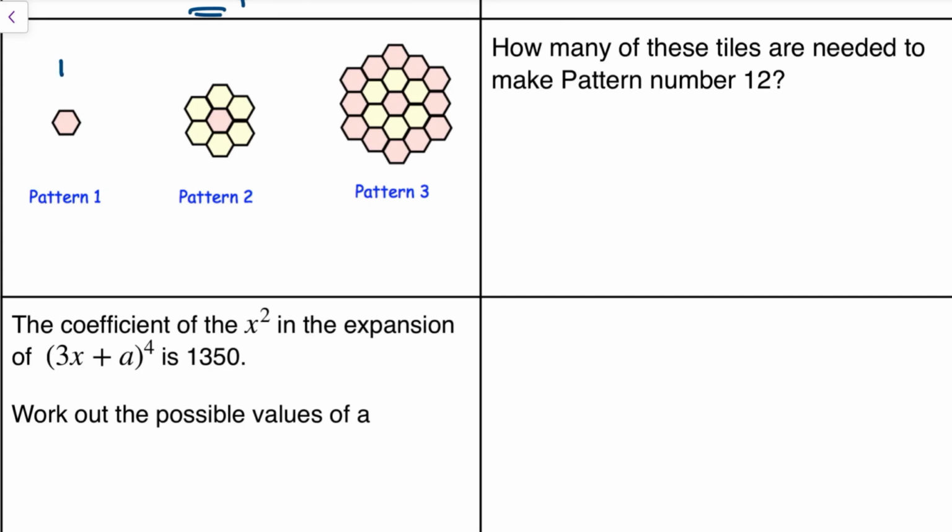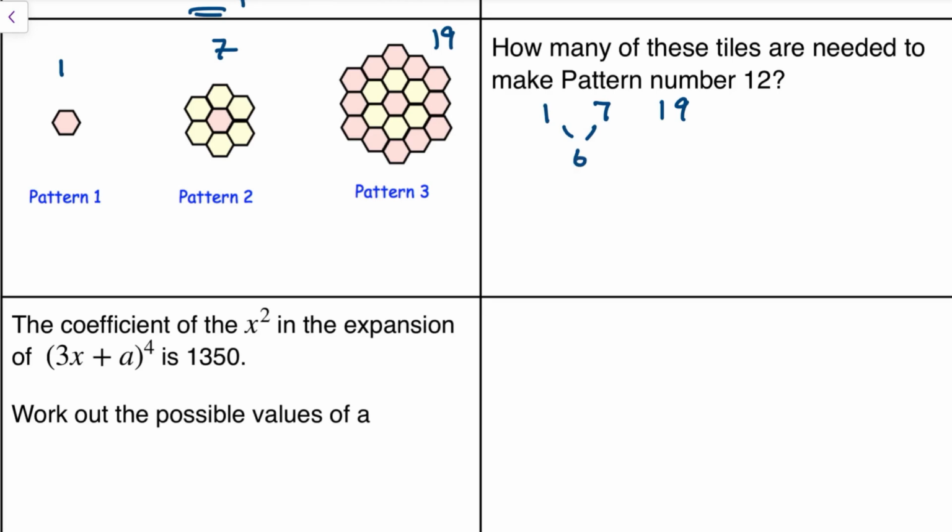So pattern 1 has 1 tile. Pattern 2 has 1, 2, 3, 4, 5, 6, 7 tiles. And pattern 3 has a 7 plus 8, 9, 10, 11, 12, 13, 14, 15, 16, 17, 18, 19. Yes, 19 tiles. So I've got the first few terms of my sequence. Now we're going to have to make a bit of an assumption here that the pattern follows from only 3 numbers, but I'm sure it does.